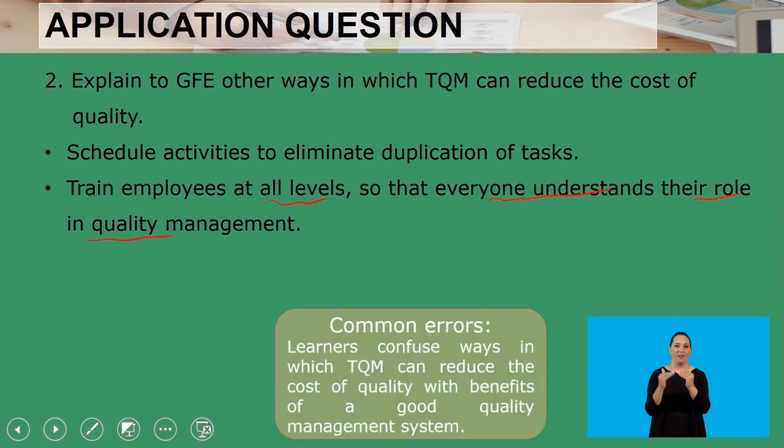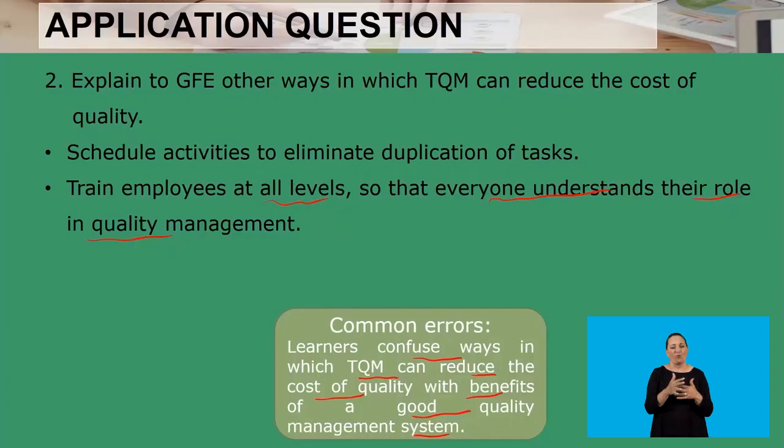And then another one is to talk about the common errors, to say learners confuse ways in which TQM can reduce the cost of quality with the benefits of a good quality management system. So this should not be confused. When we're talking about ways in which the business can reduce the cost of quality, we are talking about making sure that in whatever they do, they reduce the cost. That would help the business to make more and more profit.